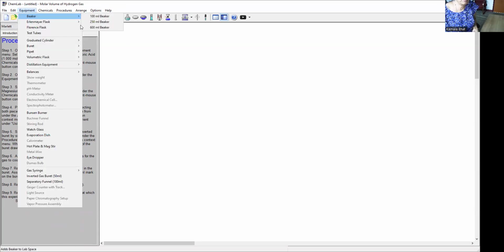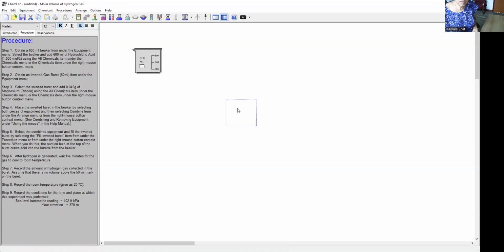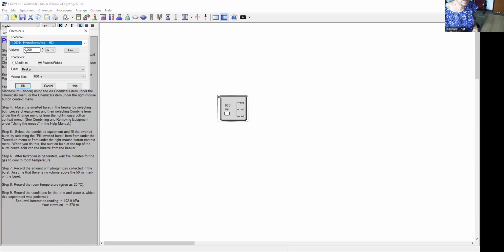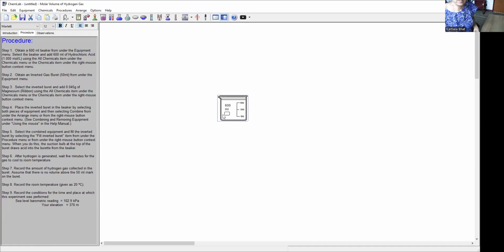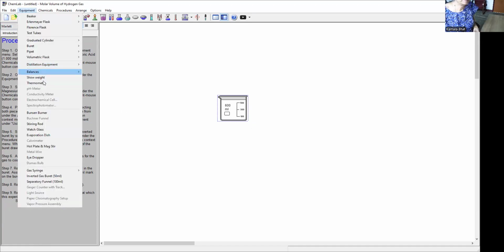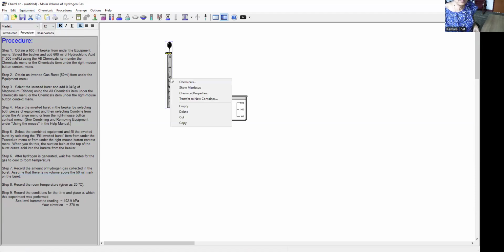Go to the equipment menu, beaker, take a 600 mL beaker, click on it, and add 600 mLs of 1 molar hydrochloric acid into this. Then go to the equipment and get an inverted gas burette. There you have it. Click on it.